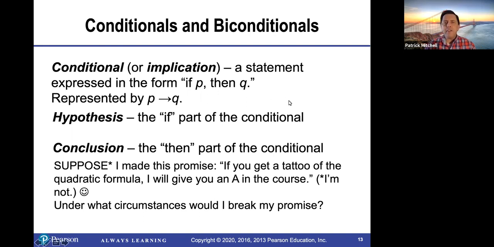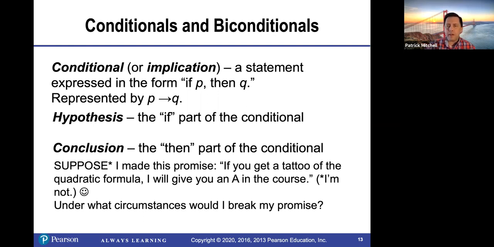The if part of the conditional is called the hypothesis. So that would be the statement P. And then the conclusion is the then part of the conditional, which is Q in the statement if P then Q. So here's an example I cooked up a long time ago. Suppose, pretend, as in not real, that I made this promise: if you get a tattoo of the quadratic formula, I will give you an A in the course.